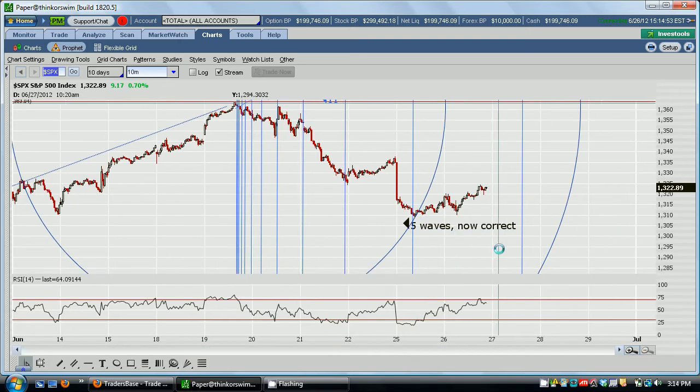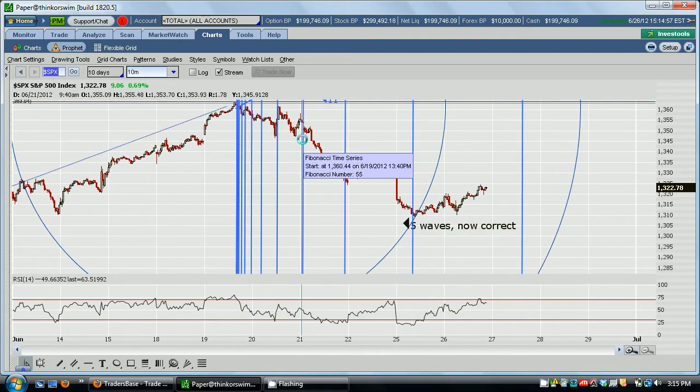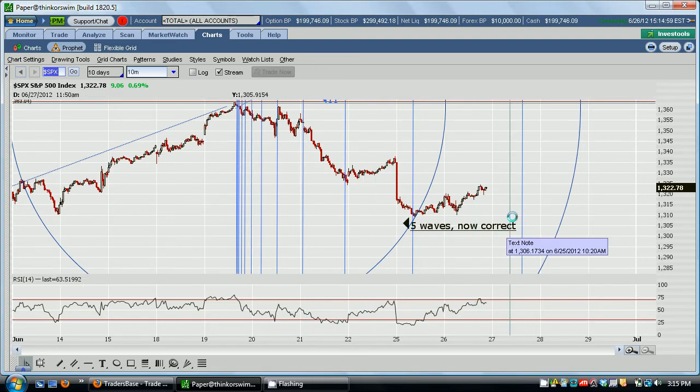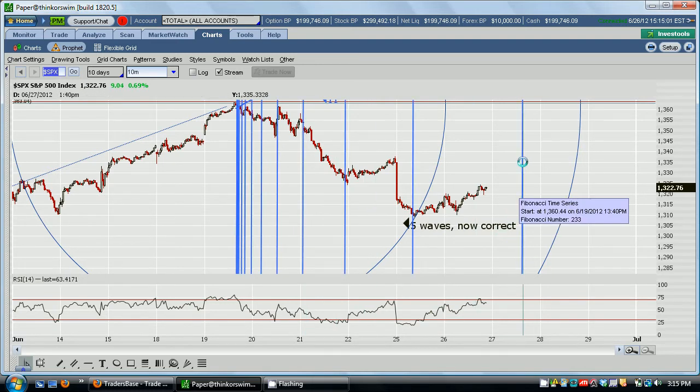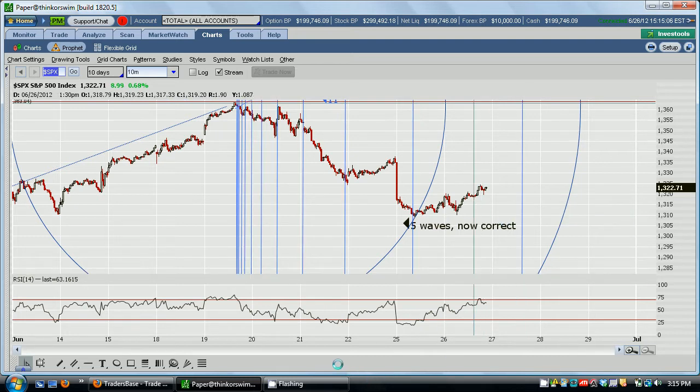So it's expected that we have a corrective up move now. Now, of course, you look in here and you say, okay, so where's the next pivot? The next pivot is, well, right there, June 27th. So we have that right there, and that's our time target right there on the middle of the 27th, or perhaps the beginning of the 28th if we're off a little bit.